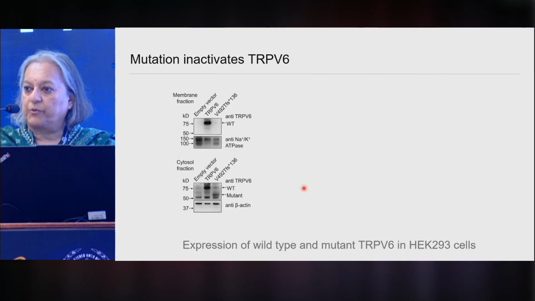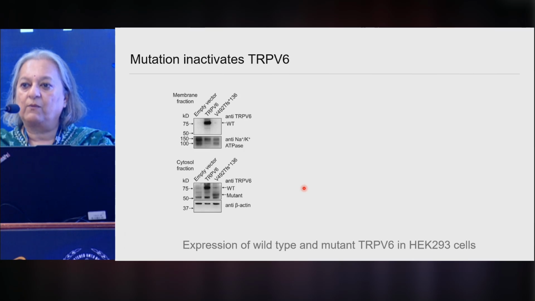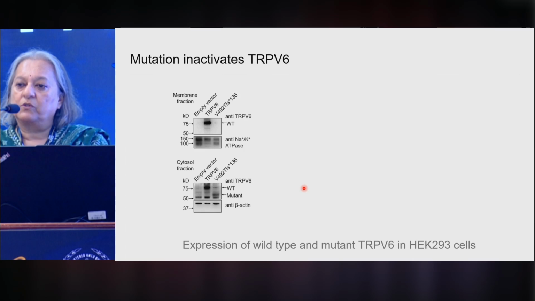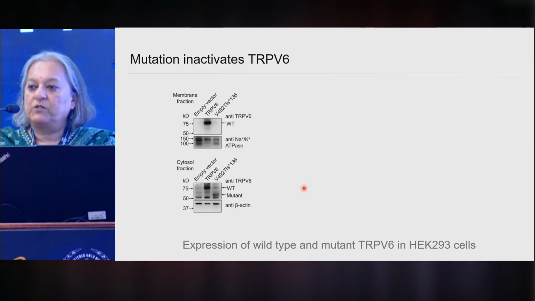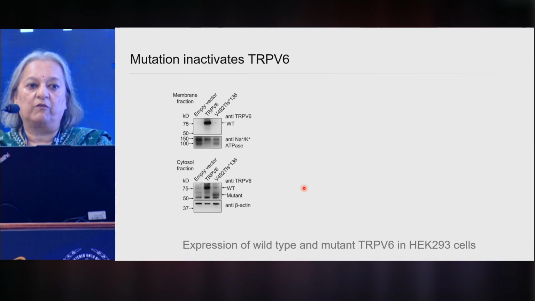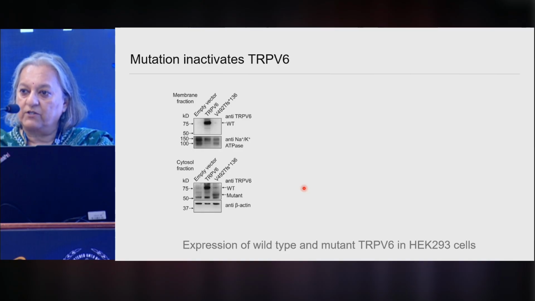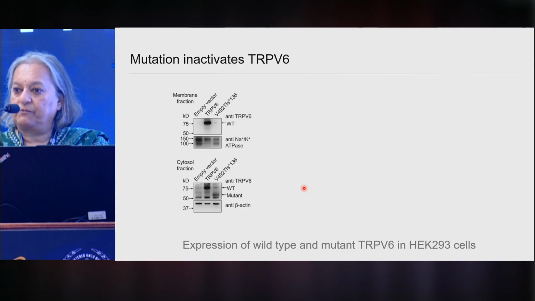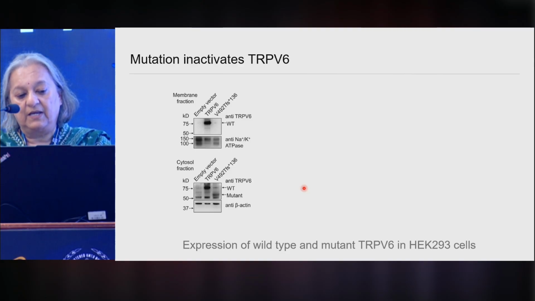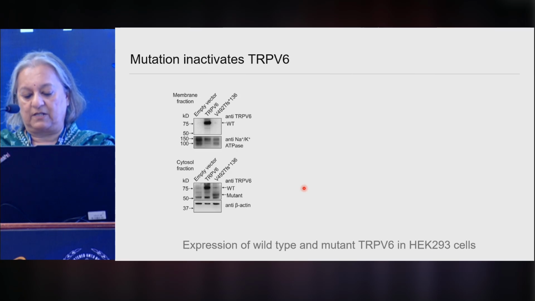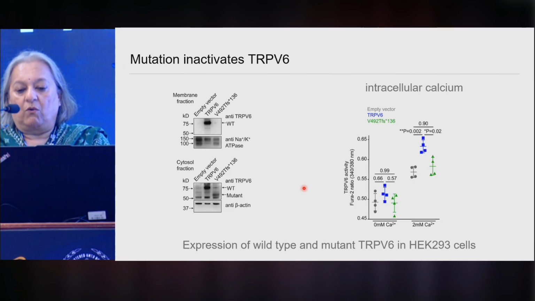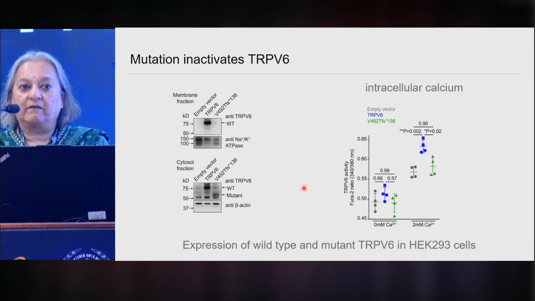So we cloned and expressed the wild-type variant of TRPV6 as well as the mutant we had in HEK293 cells. In the upper western blot, you can see that the wild-type TRPV6 is predominantly expressed in the membrane, and we were unable to detect any membrane-associated form of the mutant protein. However, if you look at the cytosolic fractions, you can see that the wild-type TRPV6 is also seen in cytosolic fractions, and the mutant is detectable in the cytosol. This would mean that it would not be localized at the membrane, which is where the calcium influx, etc., has to happen. We therefore obviously asked, is this protein functional?